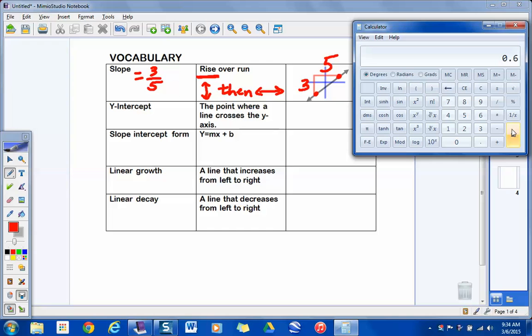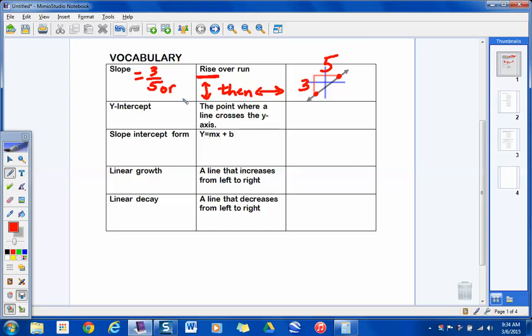I'm going to write down this is the same as 0.6. However, I think for our purposes today, I would tell you to probably leave your slope as a fraction. Okay? Are both of these correct up here? Yeah. Okay, but which one's going to be your best? Which one's going to be your best advocate today? 3 over 5. Okay. Slope. A what over a what?